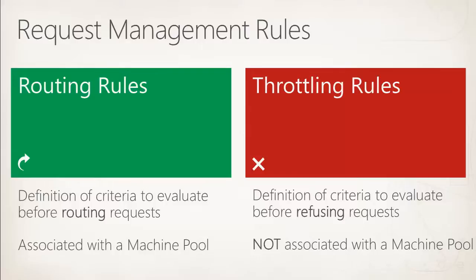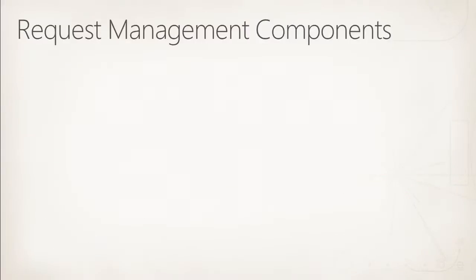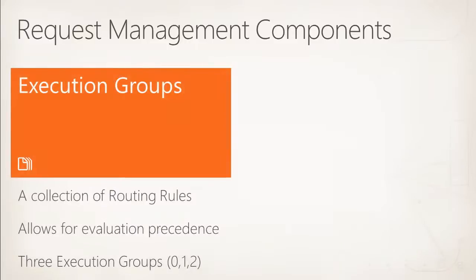And our routing rules live in execution groups. The execution group is simply a way of allowing us to have the evaluation process include precedence. And we have 3 execution groups. We can't change this, we can't make them 5, we can't reduce them, they're just hard limits. And they're named execution group 0, 1, and 2.